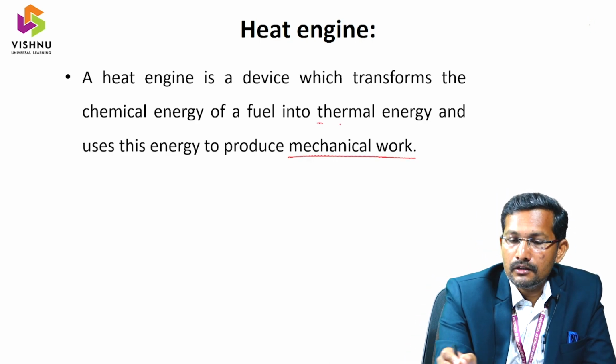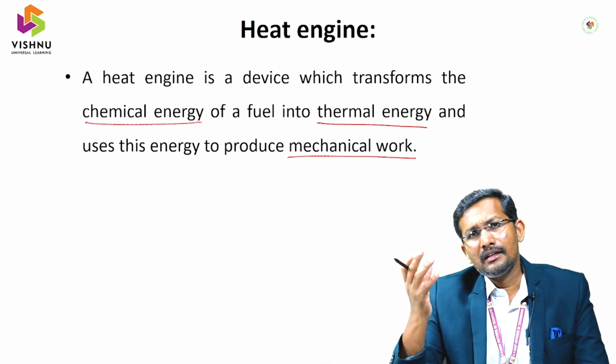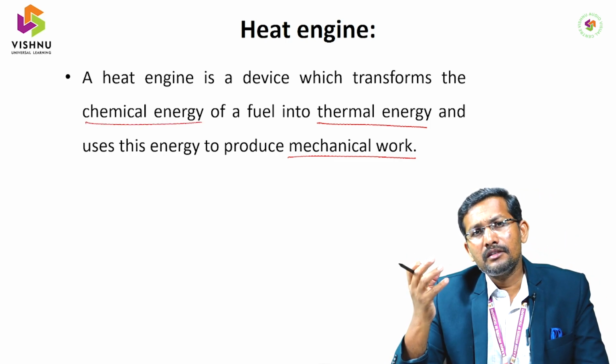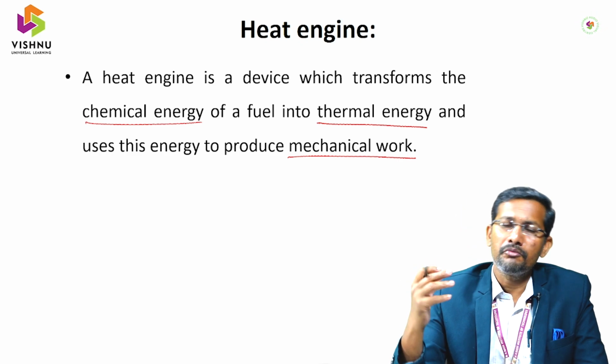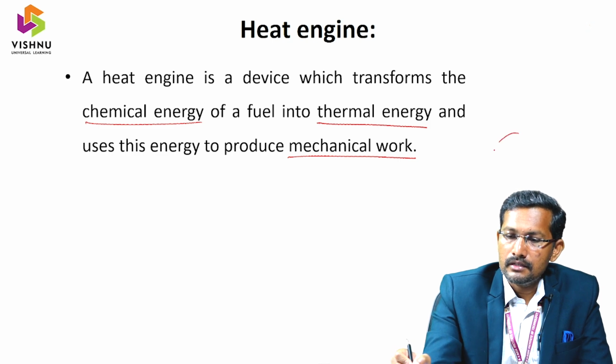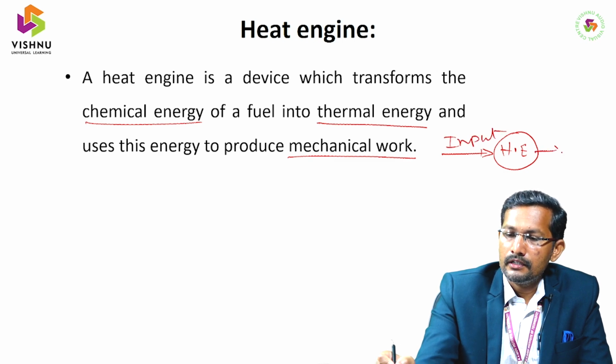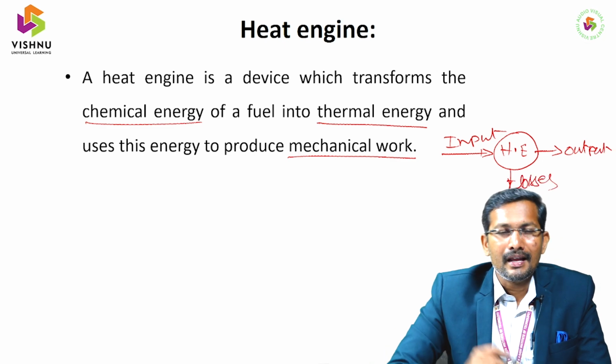Here, you are seeing three energies. First one, we are giving chemical energy, in the form of fuel like petrol or diesel. There is a chemical energy given to some device. Suppose you consider a device, this is the device, or heat engine. For this heat engine, you are giving input, and you are getting some output, like certain losses. This is the normal story.